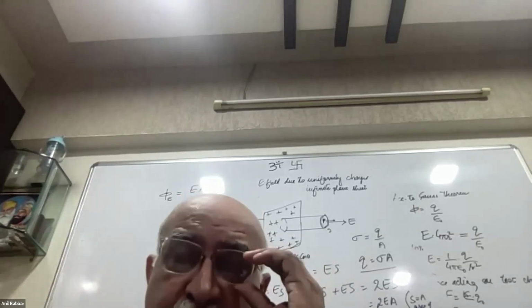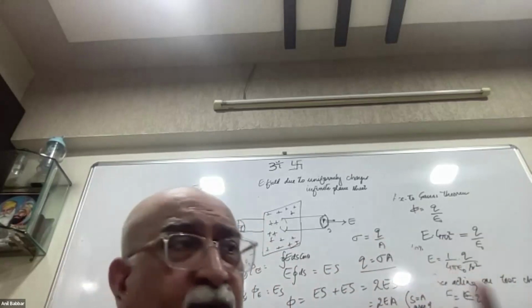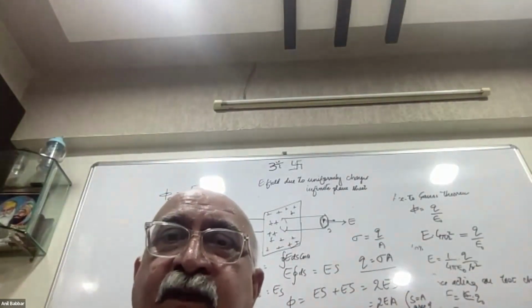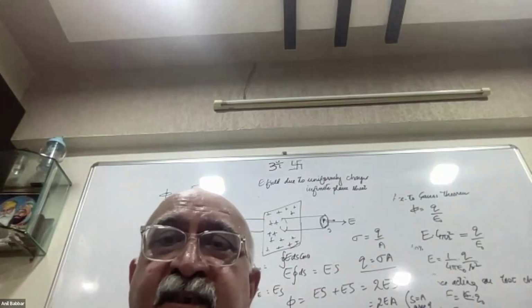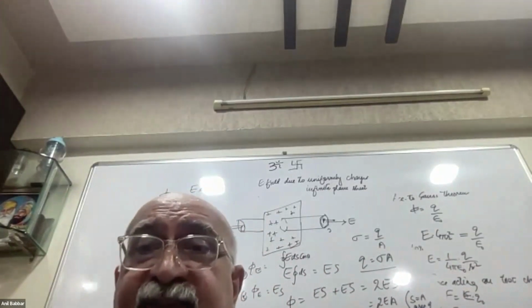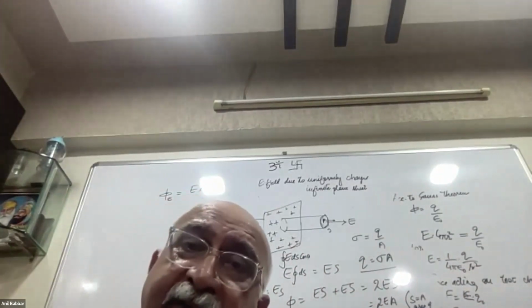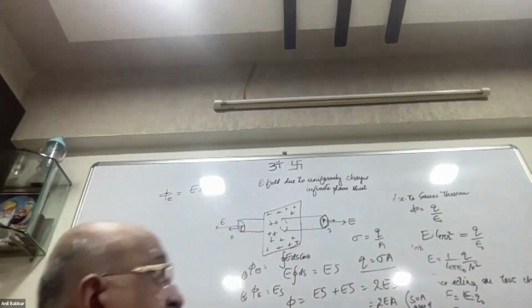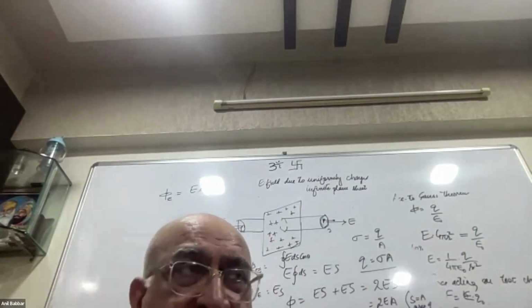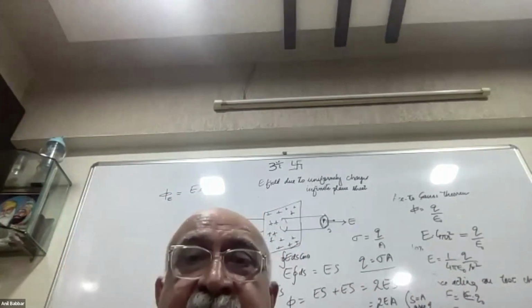So we know that in this formula there is no R. We don't have any distance. If the sheet is positively charged, that means surface charge density is greater than 0, and the field is always directed away from it. And if the sheet is negatively charged, the field is directed towards it.